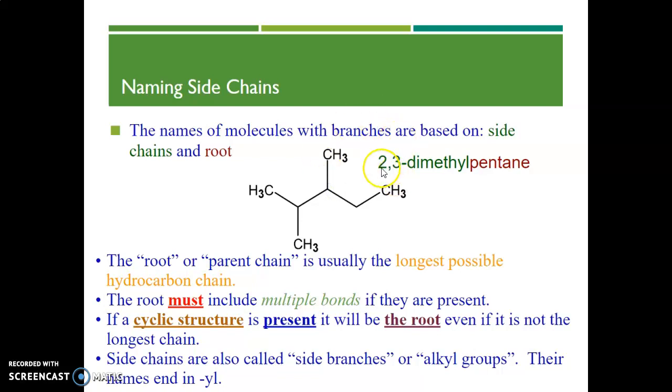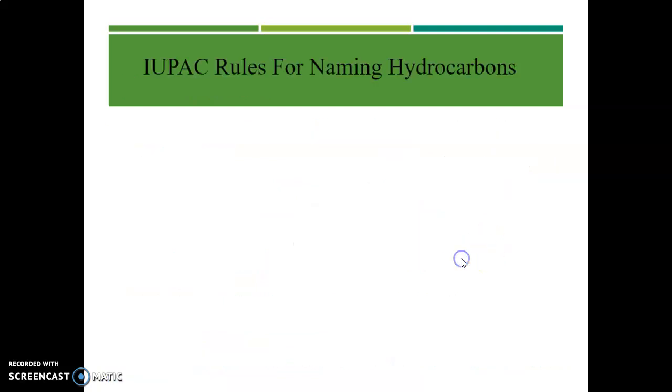Now you'll notice that my numbers are separated by commas, 2, 3, and then my number and my name are separated by a dash or a hyphen. So 2,3-dimethylpentane is this compound. So it's not as hard as it seems. Okay. All right, let's go through the rules real quick, all kind of together.